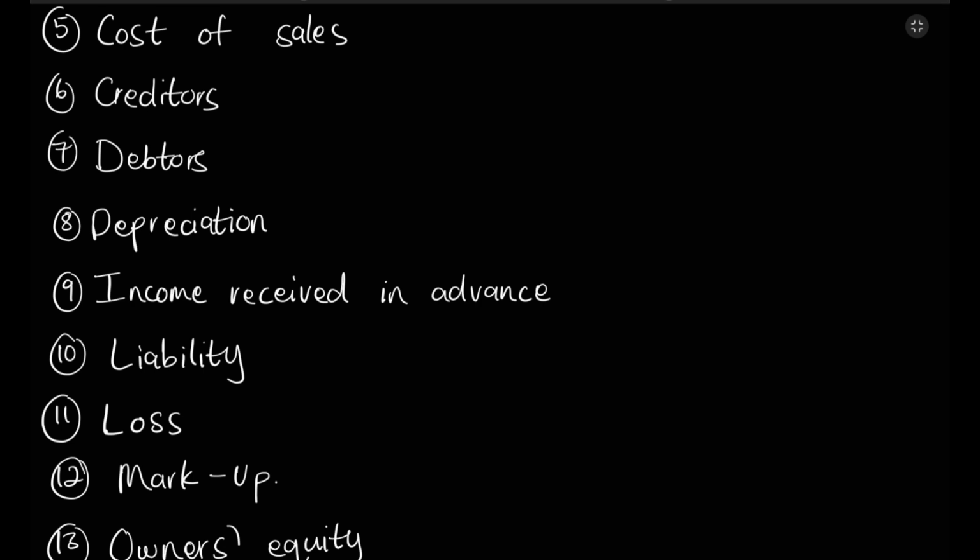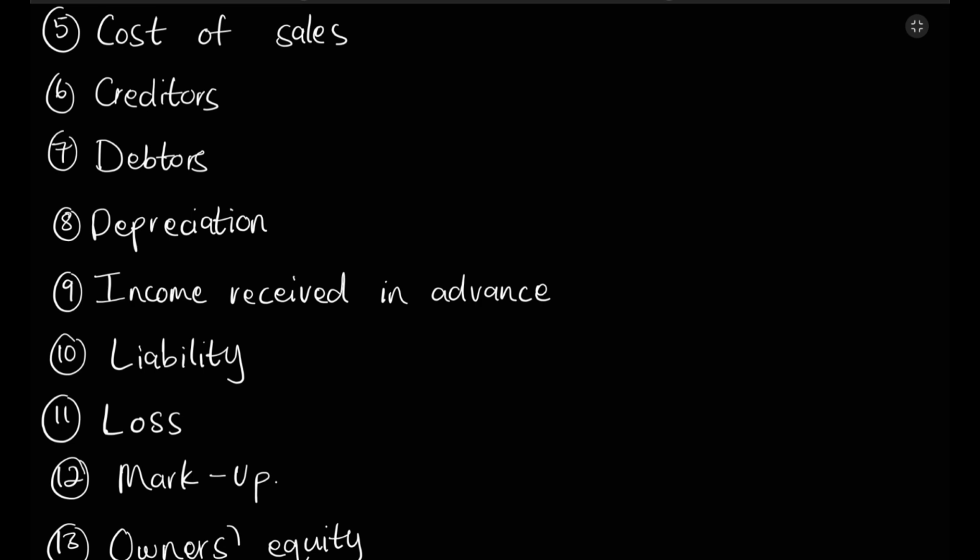Number 7, we have debtors. Debtors are people who owe the business money for goods bought on credit. In simple terms, customers still need to pay the business. For example, let's say a customer bought a phone on credit and still owes 1,500 rands. That is a debtor.